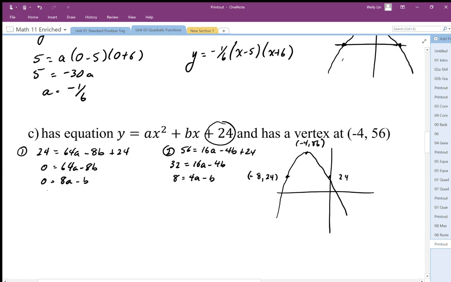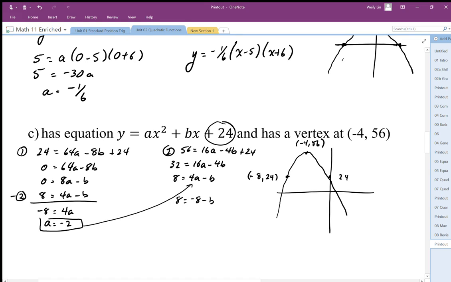Okay, so I have my system of equations. I'm going to take equation 2 and subtract it. If I subtract, I get -8 equals 4a plus 0. So the b's cancel out, so a equals -2. Solving for b, I'm going to back substitute it into here. So I get 8 equals -8 minus b. I think that's right. Okay, so b is equal to -16.